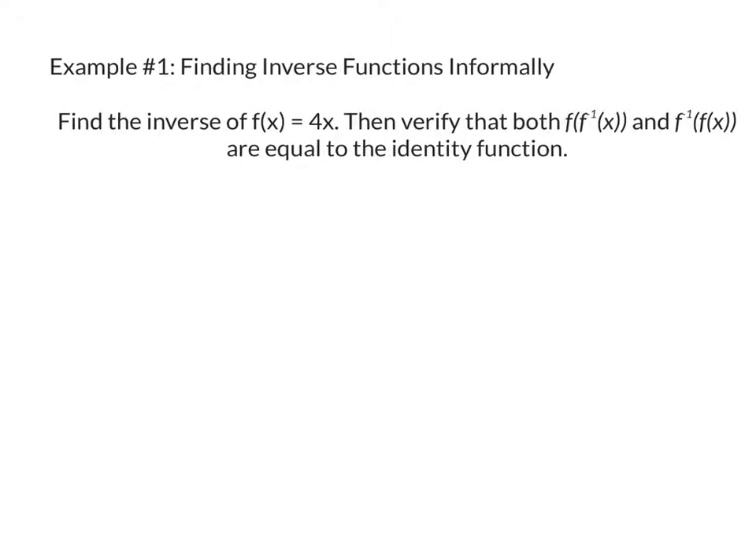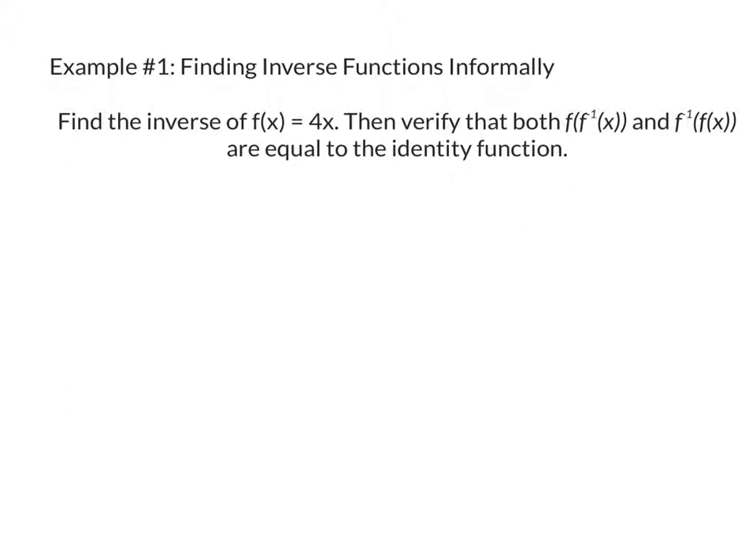So our first example says, find the inverse of f of x equals 4x, then verify that both f of the inverse of f of x and the inverse of f of f of x are equal to the identity function. We were talking about this earlier in our last section 1.4, which was composition of functions. If a function and its inverse are composed with one another and they equal x, then they are considered true inverses.